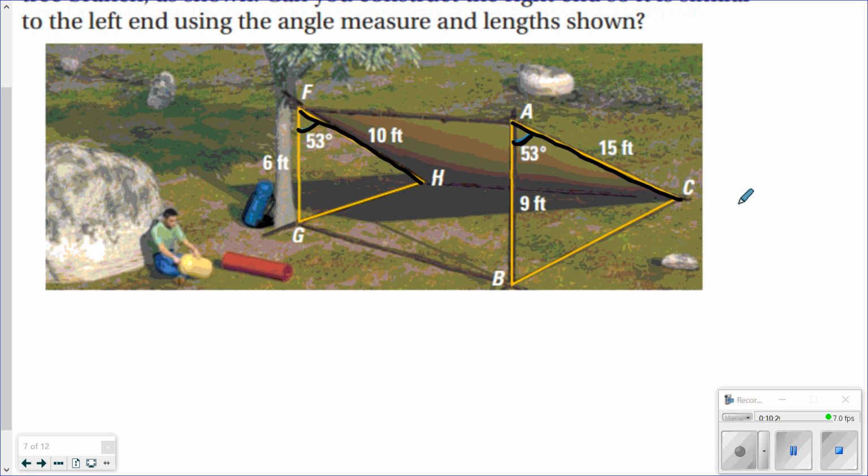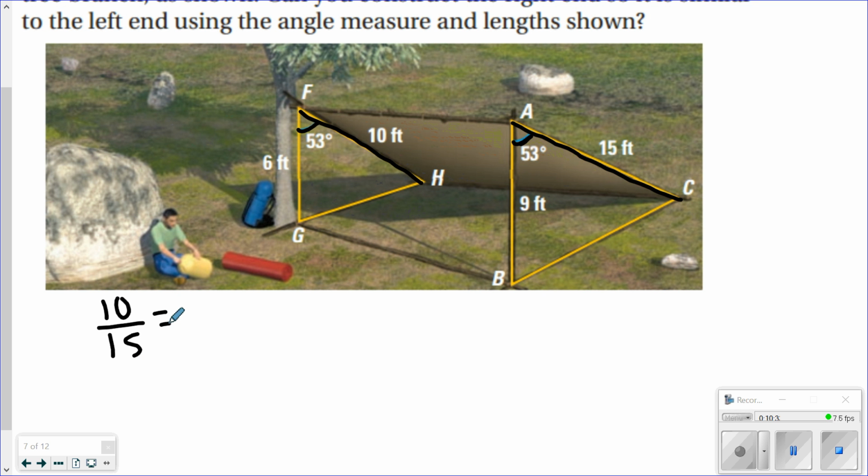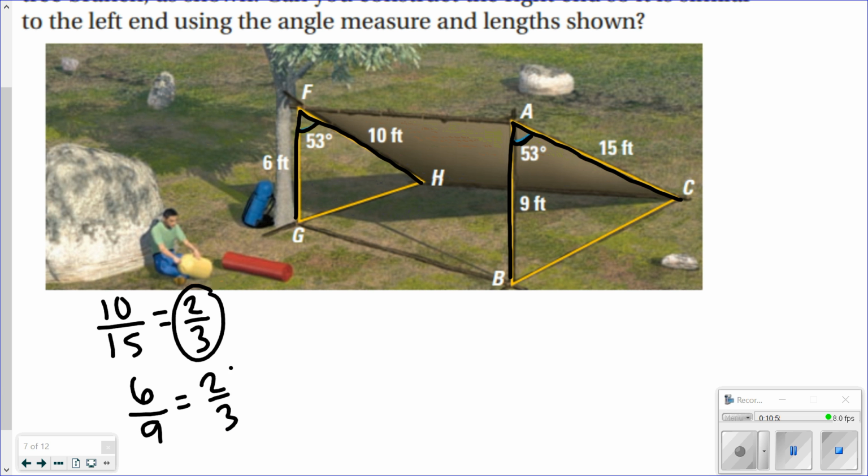So we'll start with the short side, which is 10. Divide that by 15, and we end up getting 2/3. All right, next let's look at the other two sides. So I have a side of 6 and a side of 9. I need to find that ratio. So 6/9. This simplifies to 2/3. So these are the same. So yes, these two triangles are similar.